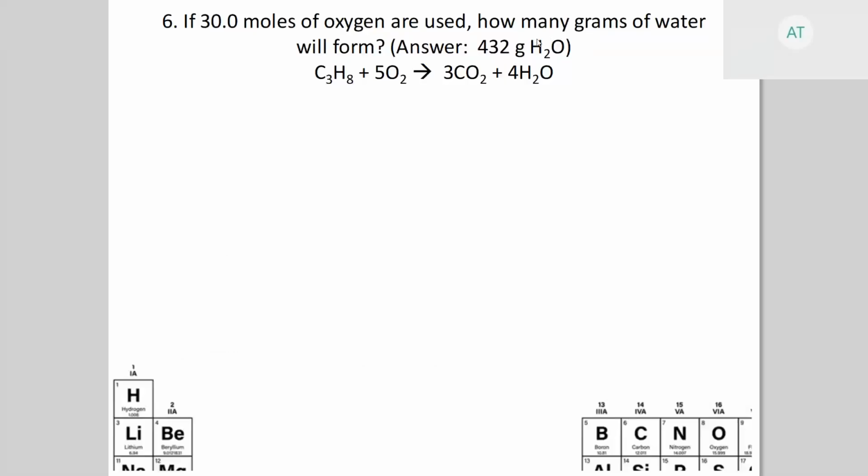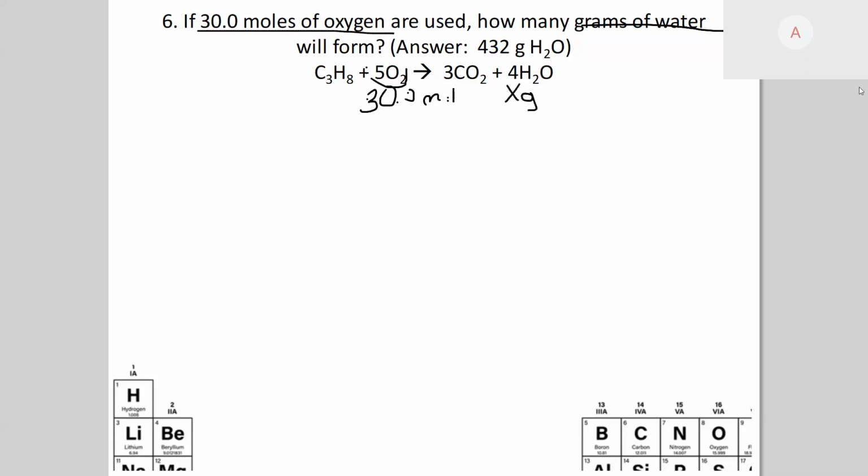So here we have, if 30.0 moles of oxygen are used, how many grams of water? All right, so here's our oxygen, the 5 O2, right? So I'm going to put 30 moles underneath that. Yep, because that's what we have. They want to know about grams of water, so you'll put X grams in that.